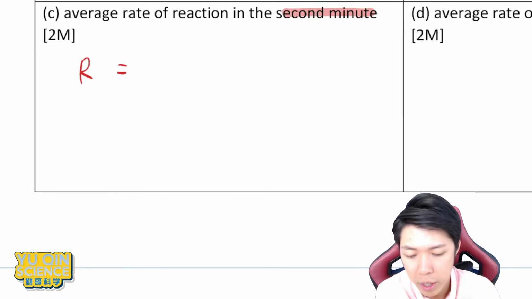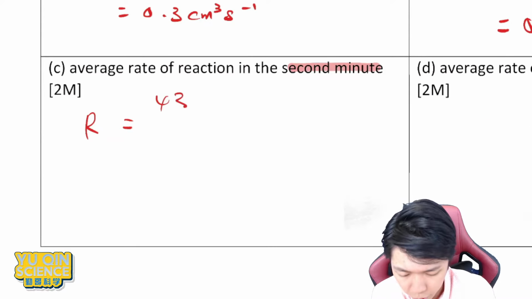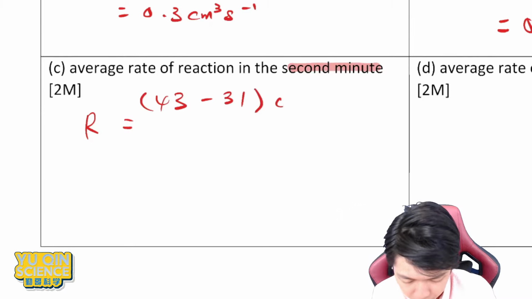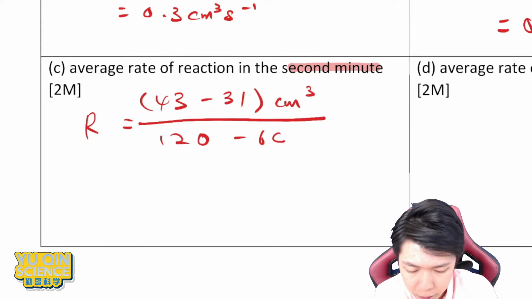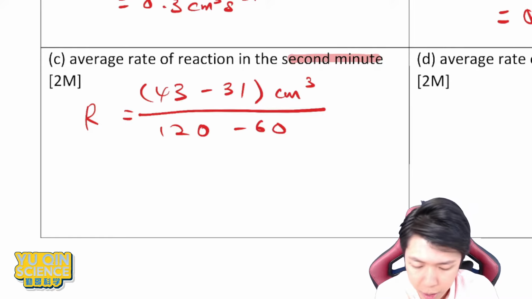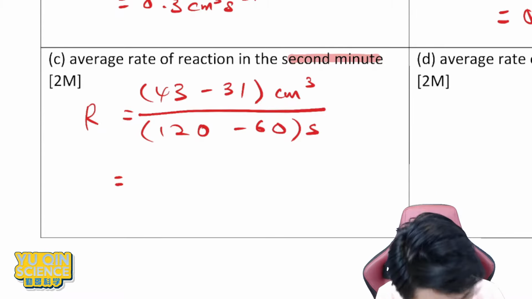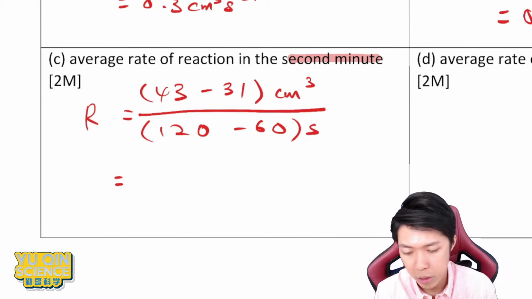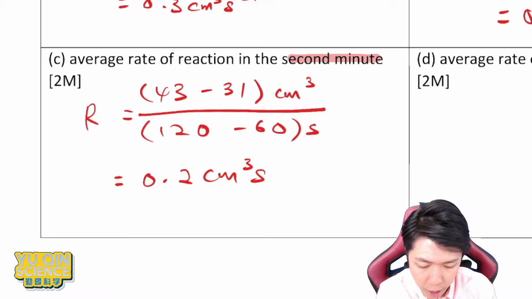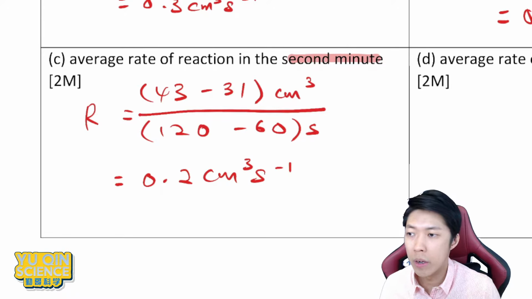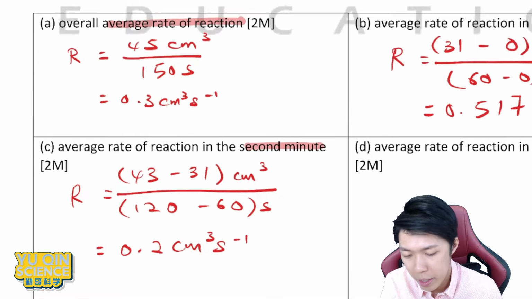Okay, so there you go. Formula comes first. Yeah, 43 minus 31, 43 minus 31 cm3 over 120 minus 60. Okay, I mean we know, but just want to show a bit. That will be in seconds. Okay, so right, calculator do the job. 0.2 cm3 s negative 1. Okay, can. Yeah, there you go. That's the second minute. Yeah, right.